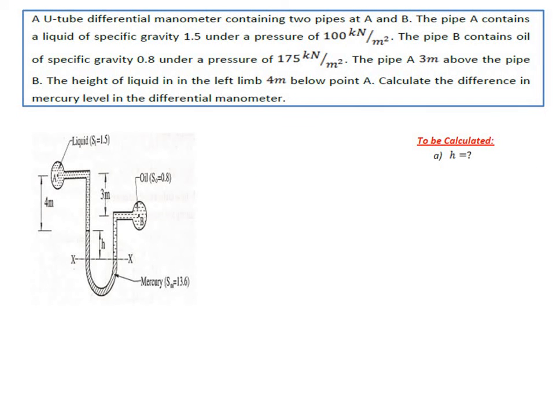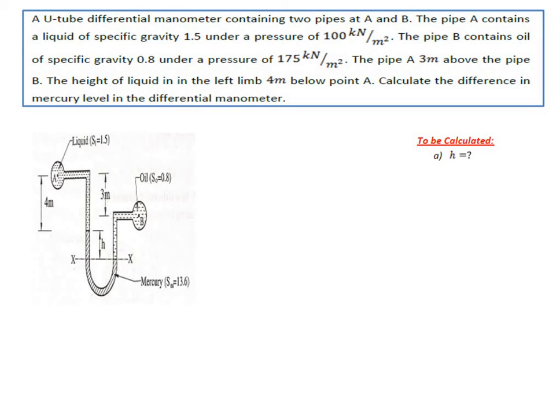Okay. A U-tube differential manometer containing two pipes at A and B. The pipe A contains a liquid of specific gravity 1.5 under a pressure of 100 kilonewton per meter square, and pipe B consists of an oil with specific gravity 0.8 and with a pressure of 175 kilonewton per meter square. The pipe A is 3 meter above the pipe B. The height of liquid in the left limb is 4 meter below point A. Then calculate the difference in mercury level in the differential manometer.